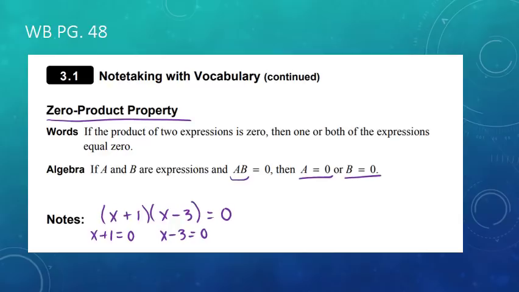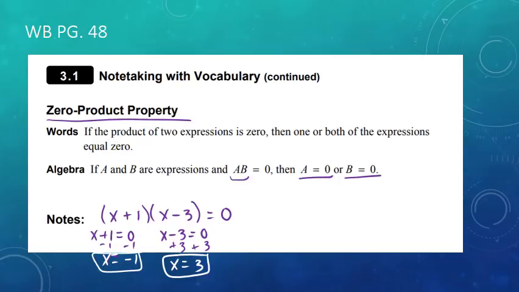So we could set up x plus 1 equal to 0 or x minus 3 equal to 0. Either way, that would make this equation equal to 0. So when I solve this, I'm just going to subtract 1. Ooh, bad color. So one of my roots will be x equals negative 1. The other one would be x equals 3. So I would have 2 solutions in this case.